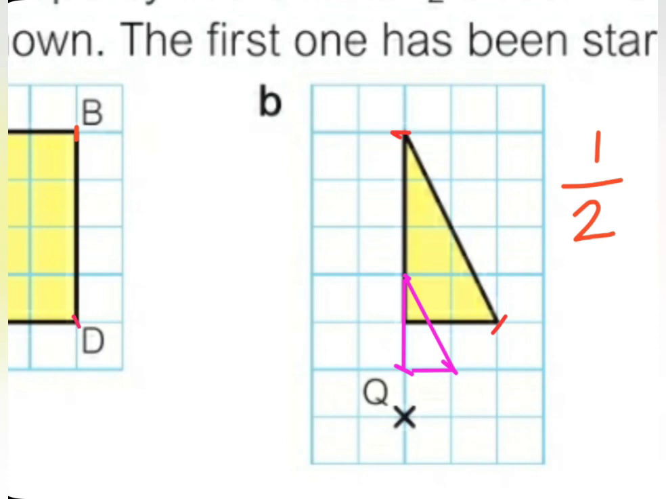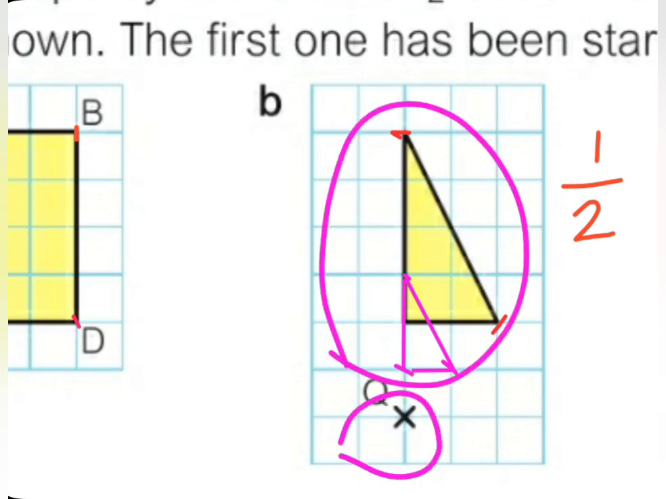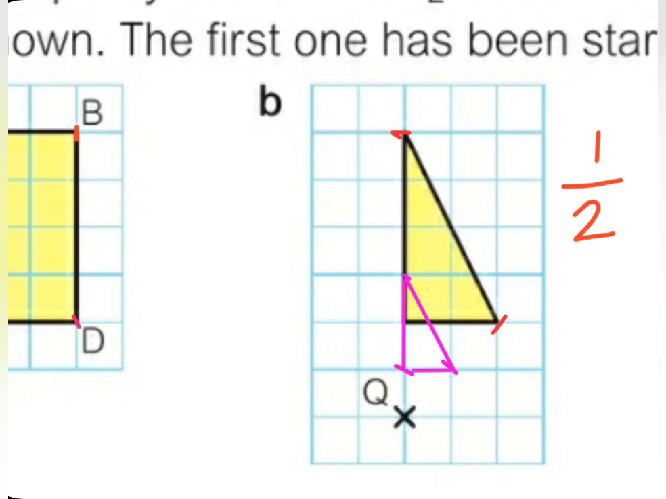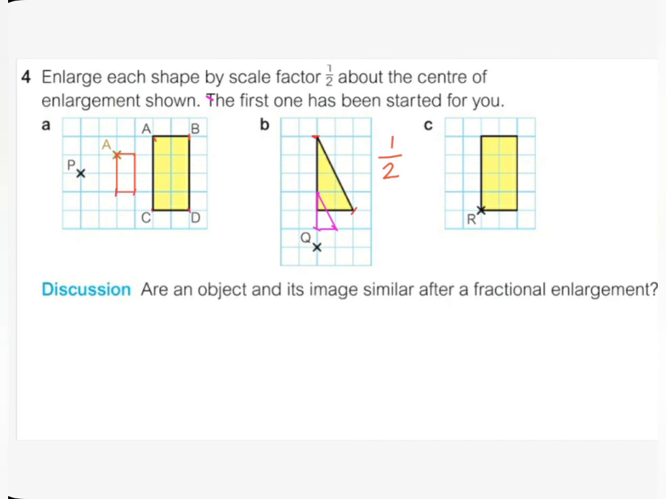And as you noticed, the two shapes are at the same side from center of enlargement. And this is because we have a positive scale factor. And because it's a fractional scale factor, the shape became smaller. And this is how you answer a question like this.